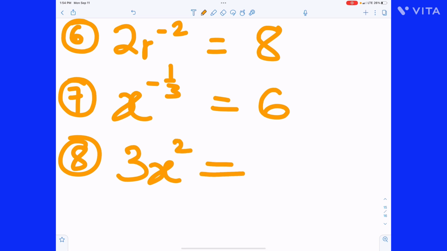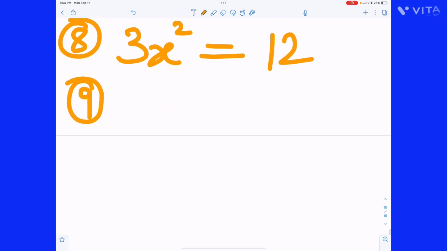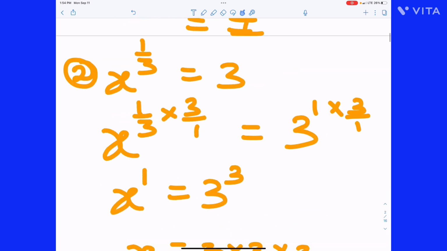3x raised to power 2 is equal to 54 times 2, 108. Okay, let's do it this way. x squared is 4, 4 times 3, 12. 3x raised to power 2 is 12. That's okay. Then let's check for number 1.